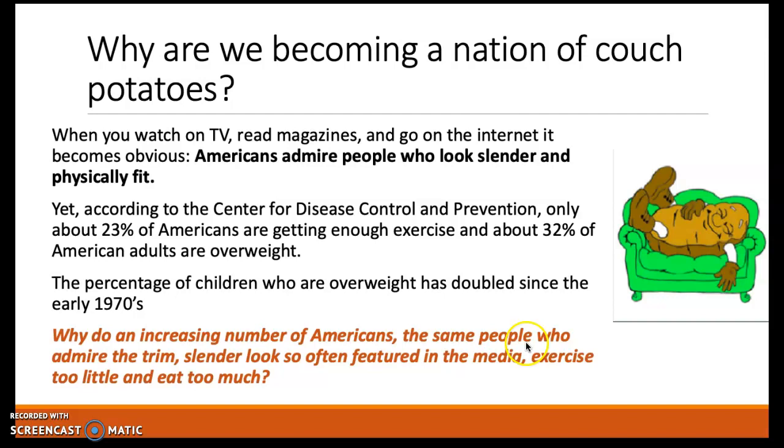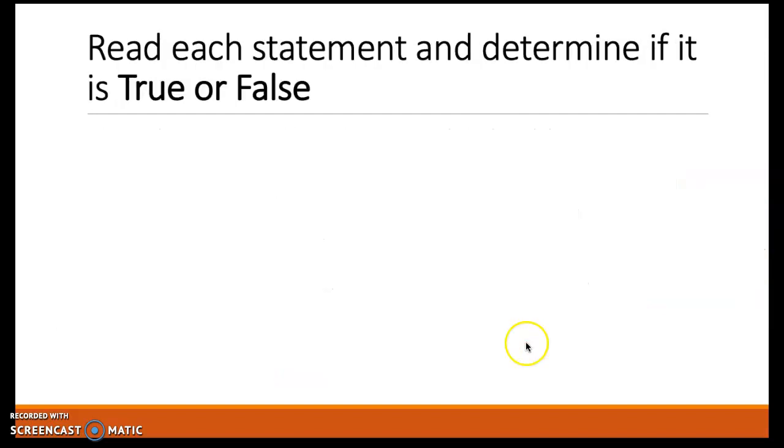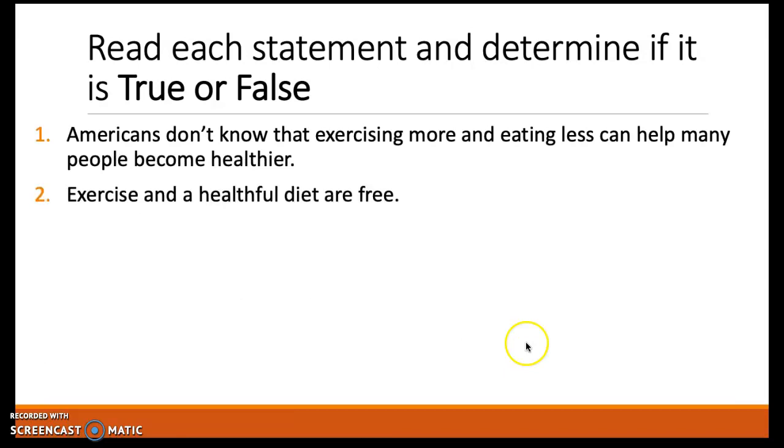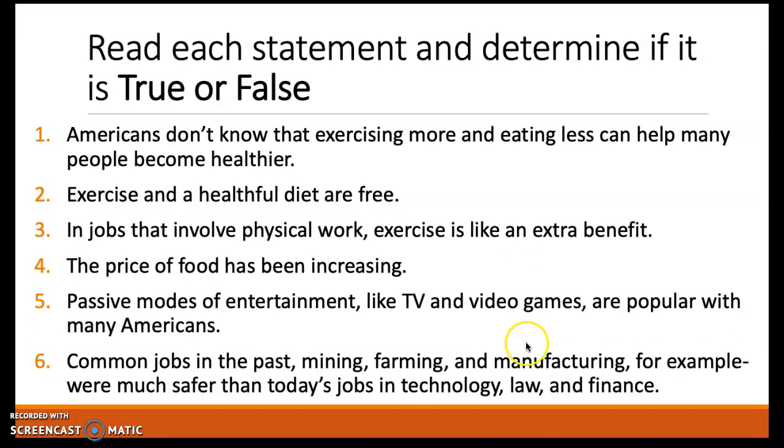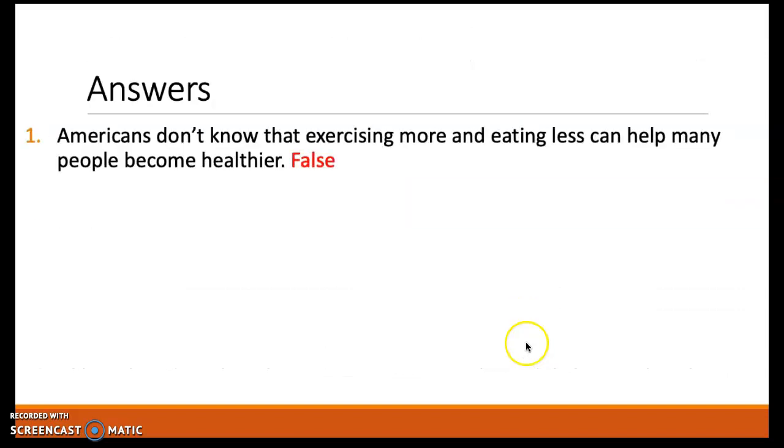We're going to apply this in economic terms. So what I'd like you to do for each of these 6 statements here is to pause the video, take a couple of minutes, and decide if each statement is true or false. On the next slide, we'll go over them together. So number 1, Americans don't know that exercising more and eating less can help many people become healthier. That's false. We know that in order to be healthier, we need to exercise more and eat less.